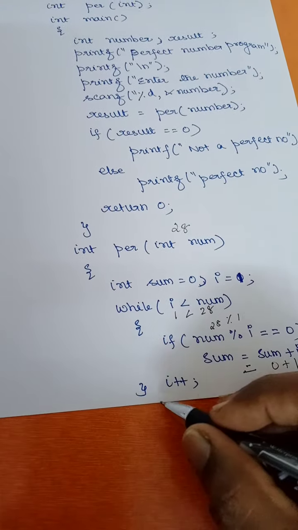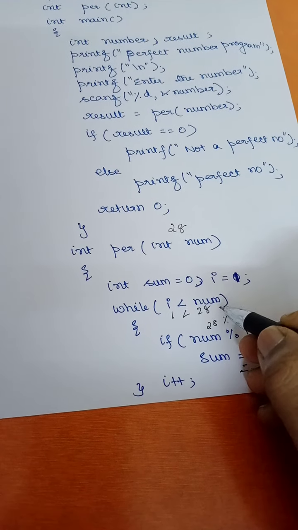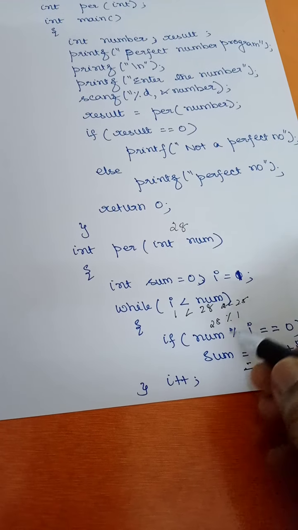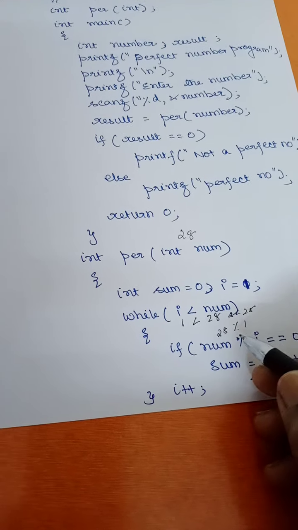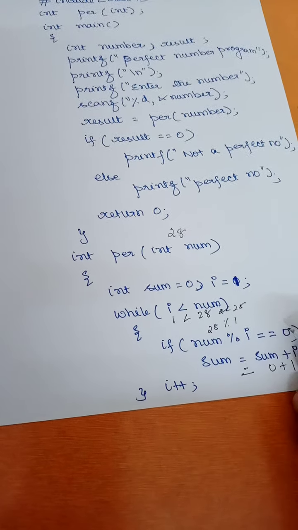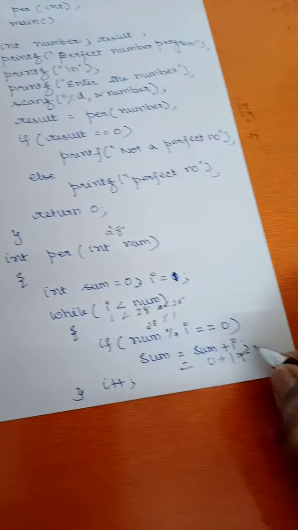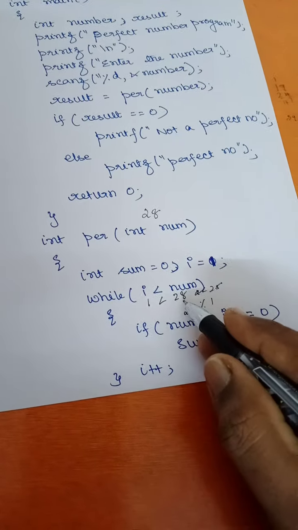Right? The next time, i plus plus. So again I will go. Now the i value is 2. So I will check 2 less than 28. Condition true. So again I will divide. 28 modulus 2. Again, 28 can be divided by 2, so again the remainder is equal to 0. So I will add 2. Again I will go, i plus plus, 3.